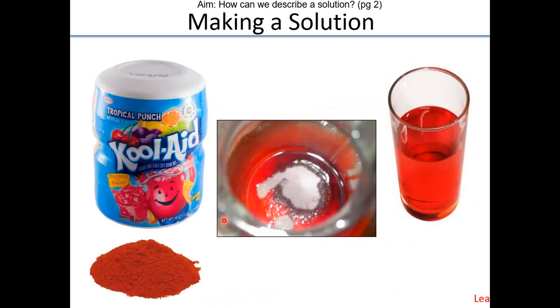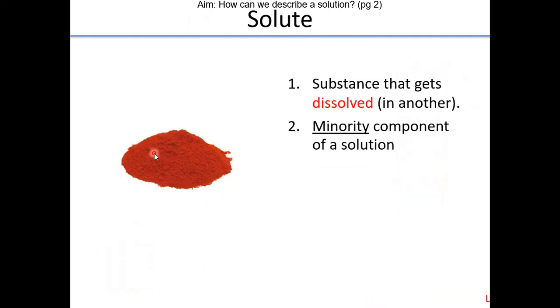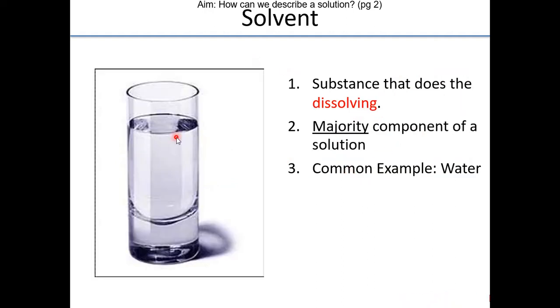So from the motivation, how do we make the Kool-Aid? The powder is the solute and it's dissolved in water, which is the solvent. That is how you make the Kool-Aid solution. The Kool-Aid powder is the solute, a substance that gets dissolved. It's the minority component of a solution. The solvent, on the other hand, does the dissolving. That's the water in this case, and it's the majority component of a solution. A common example of a solvent is water.